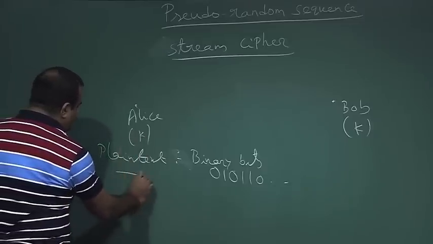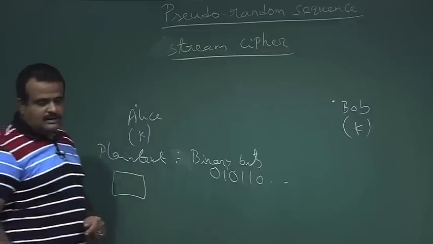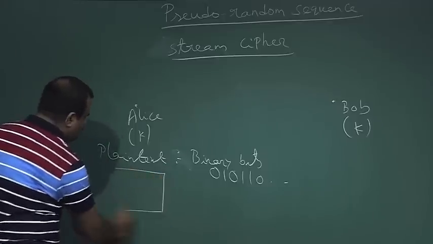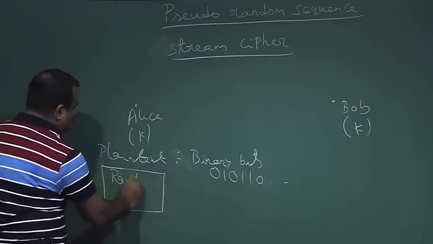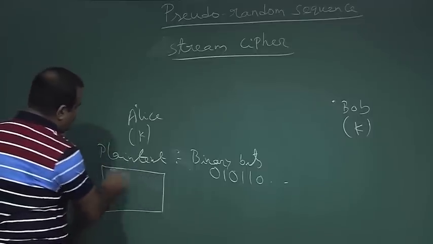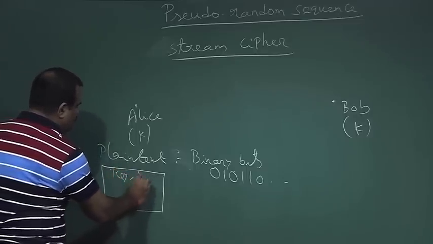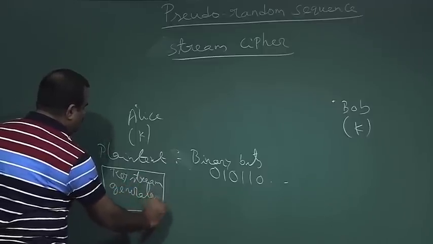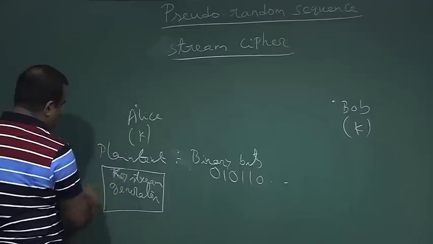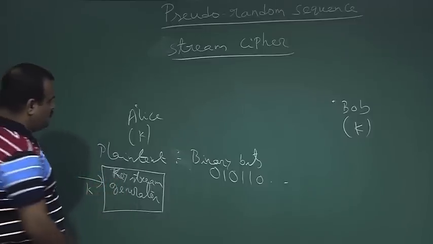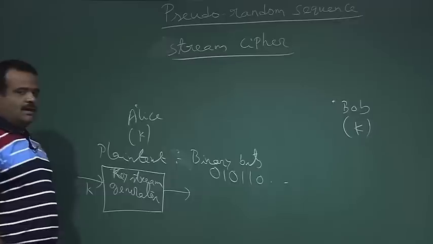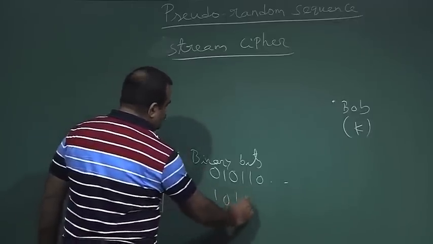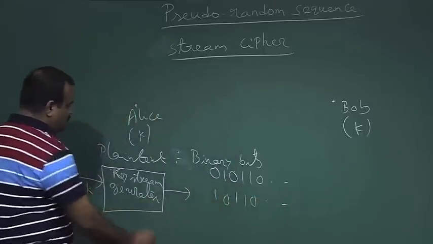Now we have this key. So, what will Alice do? Alice will run what is called a random number generator, a key stream generator, which takes the secret key as input and should be able to generate the key bits, 0 1 bits again. So, 1 0 1 1 0 like this. This is the key stream.